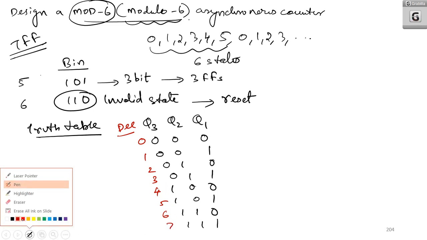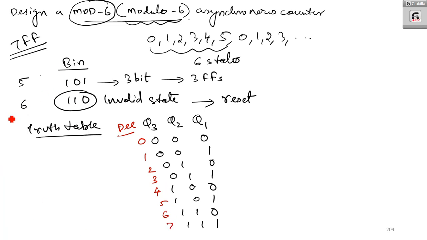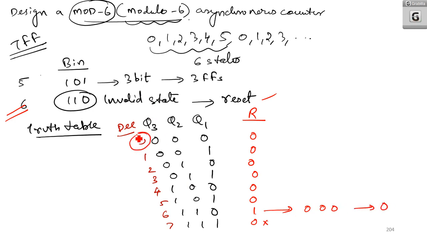Now, what is the concept I have already mentioned? When it reaches 6, you should reset it. So you should have a reset pin or a reset input. So at 0, 1, 2, 3, 4 and 5, reset is 0. At 6, reset should be equal to 1. And at 7, it can be either 0 or don't care. That means it is reset, set back to 0. Reset means when state 6 comes, it is reset to 0, 0, 0. That is what is being done here.